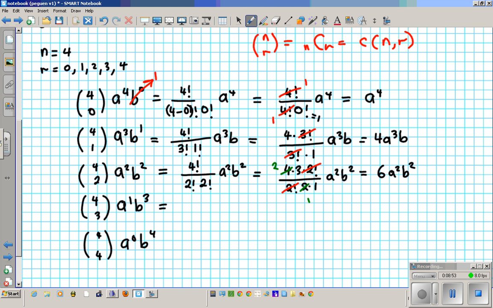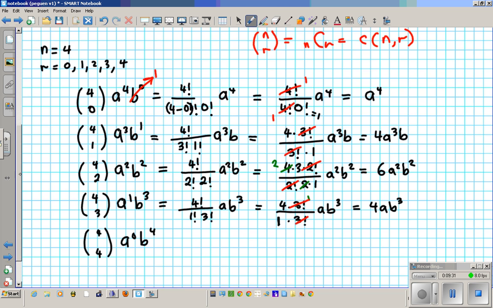Alright, moving along to the next one, we have 4 factorial for n divided by 4 minus 3 is 1 factorial, r factorial is 3 factorial, and then a, b to the 3rd. Okay? Now I'll break down the top, the bigger one, and the bottom, which is 3 factorial, so I'm going to go 4 times 3 factorial divided by 1 factorial is just 1, times 3 factorial, a, b to the 3rd. Okay? Now the 3 factorials cancel out, and you're left with 4, and your answer is going to be 4ab to the 3rd.